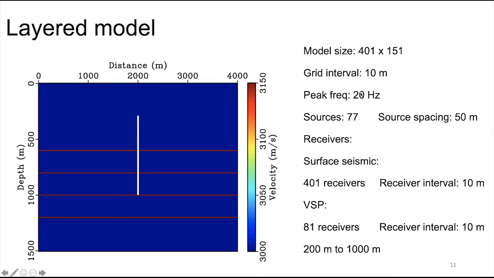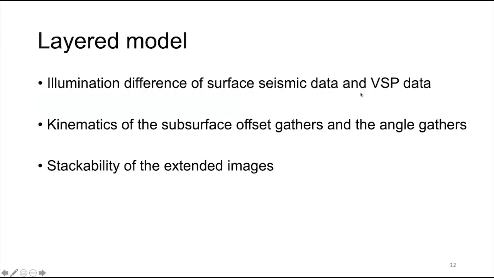We first apply LSERTM to a simple lead model. There are in total 77 sources on the surface with a source spacing of 50 meters. For the surface seismic survey, there are 401 receivers deployed on the surface with a receiver interval of 10 meters. For the VSP survey, there are 81 receivers at x equals 2,000 meters in distance from z equals 200 meters to z equals 1,000 meters at depth. The receiver interval is 10 meters. With this simulated model, I will first show the illumination difference of surface seismic data and VSP data. Next, I will compare the kinematics of the subsurface offset gathers and the angle gathers.